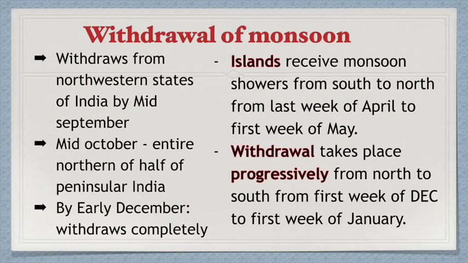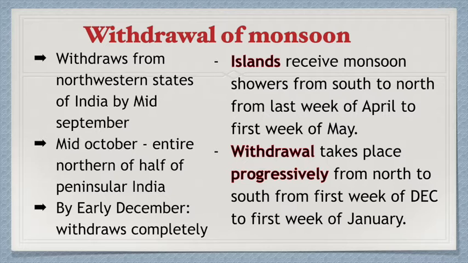As far as the withdrawal of monsoon is concerned, the southwest monsoon withdraws from the northwestern states of India by mid-September. By mid-October, it withdraws from the entire northern half of peninsular India. By early December, it withdraws completely.